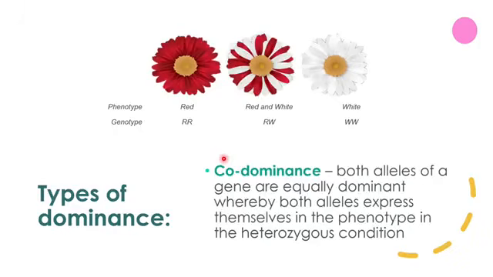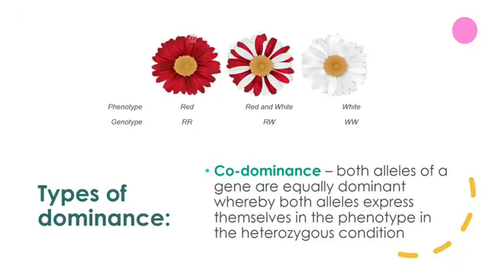codominance. Now, what is meant by this one? Let's just quickly look at the definition. Both alleles of the genes are equally dominant, whereby both alleles express themselves in the phenotype of the heterozygous condition. Alright, so what is meant by that?